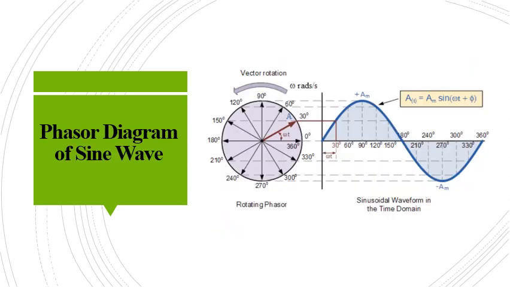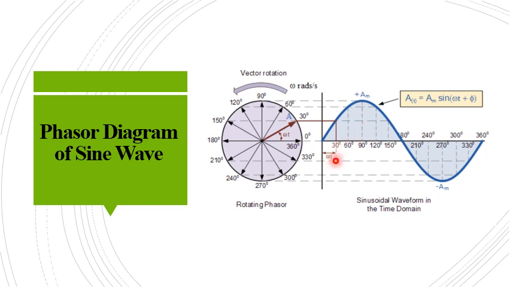Now let's see how we can represent a sine wave using a phasor. Here I have a sine wave, a of t equal to Am sine omega t plus phi. Here the value of phi is taken as 0 because the wave is starting from the origin itself. Then here Am is the amplitude or peak of your sine wave.